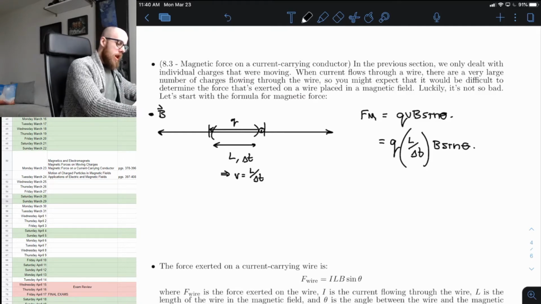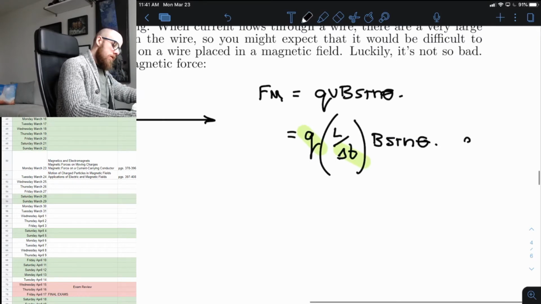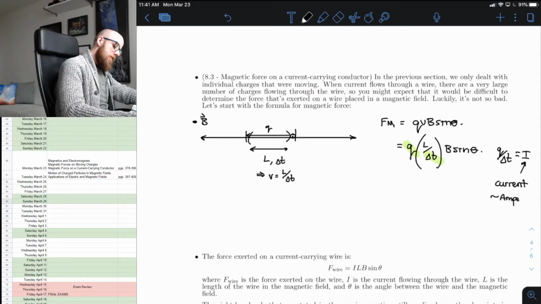Okay. Now I'm going to do some rearranging here. So I'm going to have Q over delta t. This is actually the formula. Q over delta t from grade 11 is the formula for the current. So I is the current, and I is measured in amperes, or amps, A.